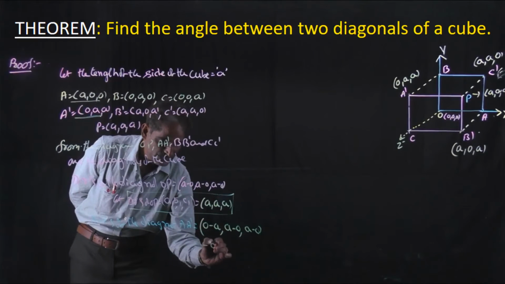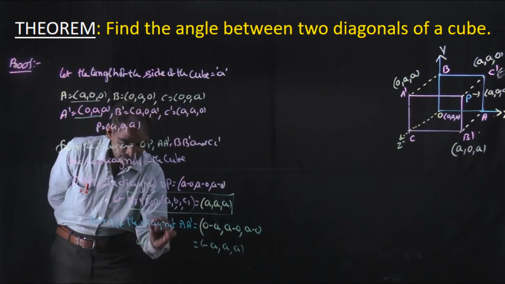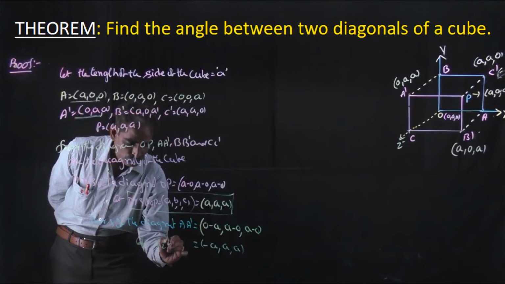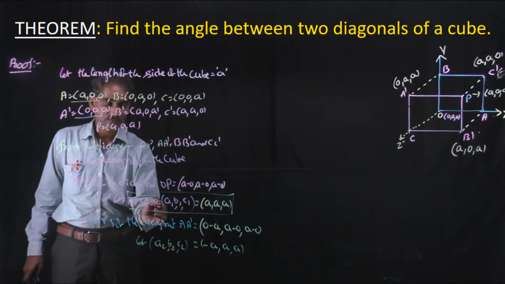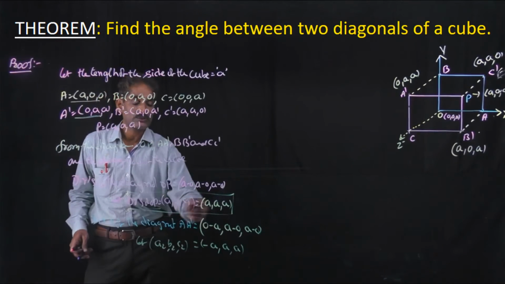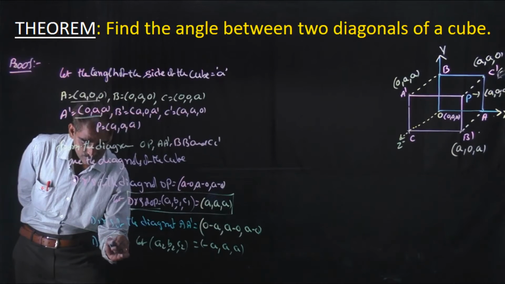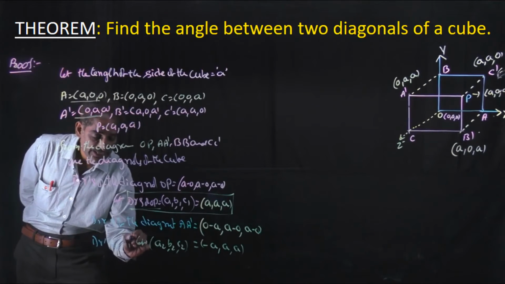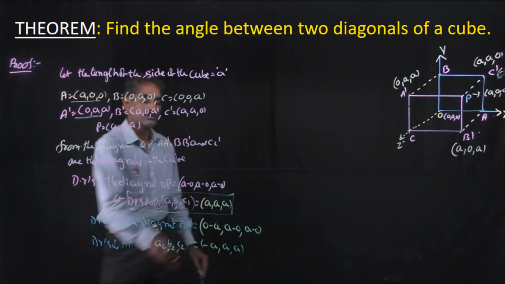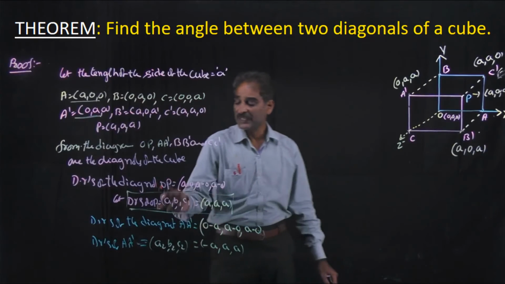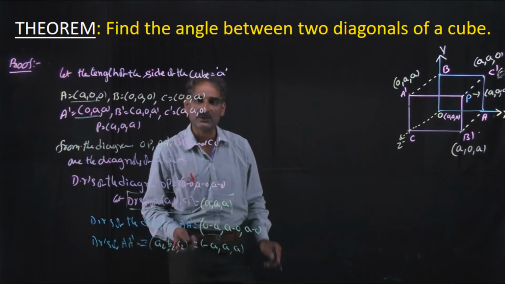So here minus A. Let us take these DRs: A2, B2, C2. DRs of OP equal to A1, B1, C1 equal to this. DRs of A dash is equal to A2, B2, C2 equal to these two. Now find out the angle between OP and A dash. OP is one diagonal and A dash is another diagonal.